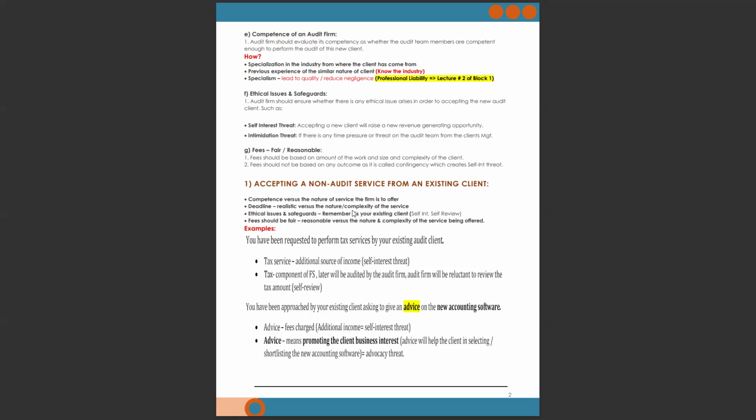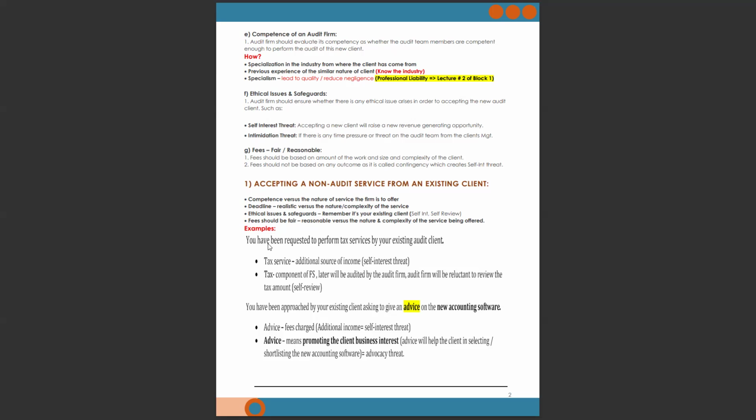Are you getting this? All the points include one common thing, which is service, service, service, service. So make sure you are reading this with open eyes because this is something different from the above. First, we discussed accepting a new audit client. Now we are discussing accepting a non-audit service from an existing client, meaning the client is our existing client, but the service we are providing is a new service.